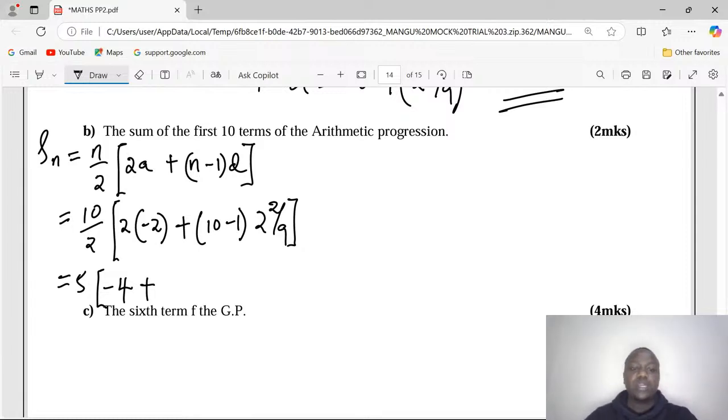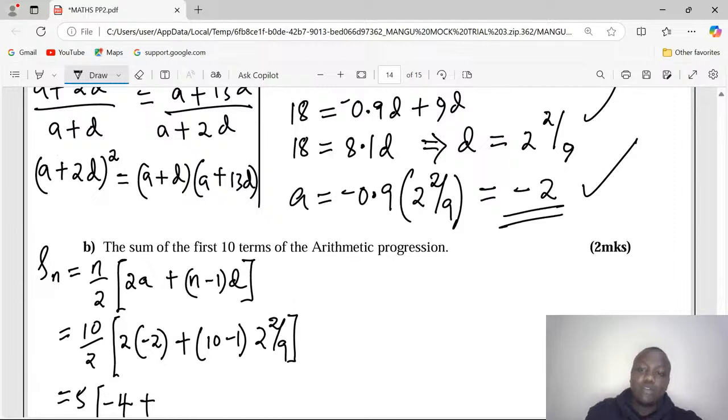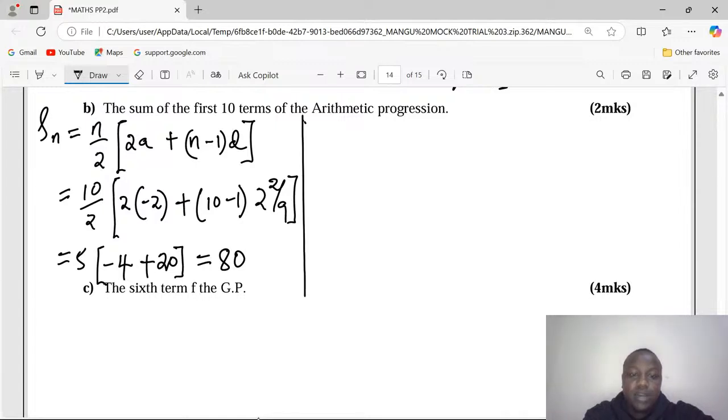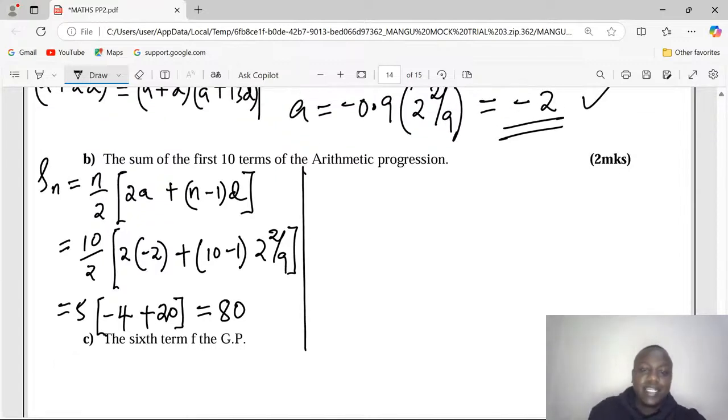This is going to be 20 over 9. When written as a mixed number, 2 and 2 over 9 as an improper fraction is 20 over 9. 20 over 9 times 9 becomes 20. So we'll be having now 16. 5 by 16 is equivalent to 80. Alternatively, learners should know that we can even begin by getting the 10th term.